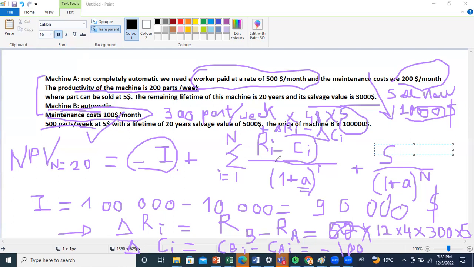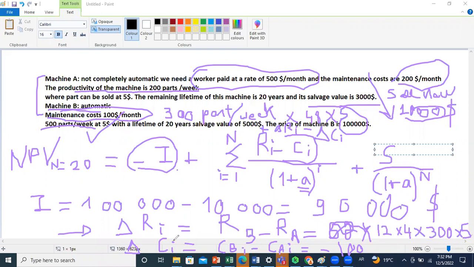Okay, but of course we should pay attention that the investment is very high. So we need first to have a total income to be able to balance the investment and to gain more also, taking of course into account the time value of money. This is why we are dividing by 1 plus a to the power i.